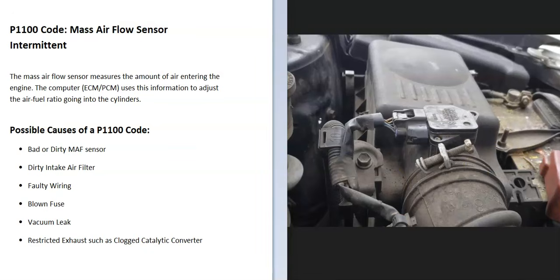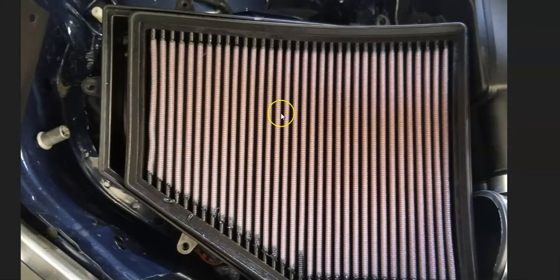And so the first thing to do when you get this code is go check out the air filter and be sure that it's clean, because if it's really clogged up and dirty and blocking the airflow, then it can throw the sensor off. And so be sure that that looks good.